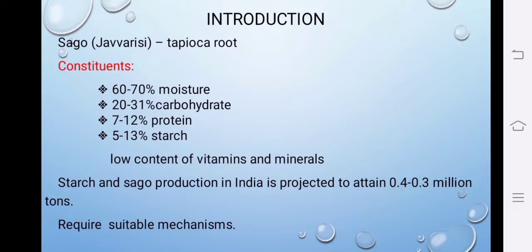These are some of the constituents that are present in the sago. 60 to 70% of the moisture, 20 to 31% carbohydrate, 7 to 12% protein, and 5 to 13% starch. And some low content of vitamins and minerals are also present in the sago. Starch and sago production in India is projected to attain 0.4 to 0.3 million tons. It requires some suitable mechanisms.